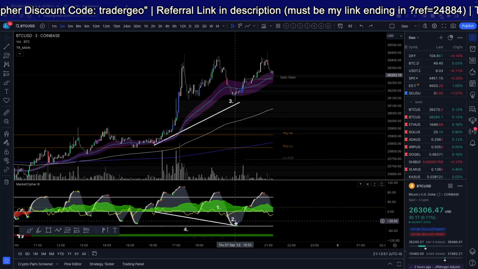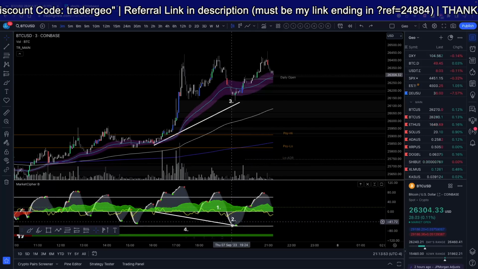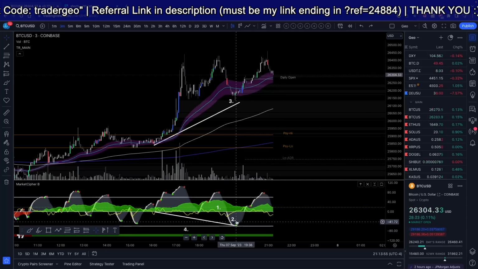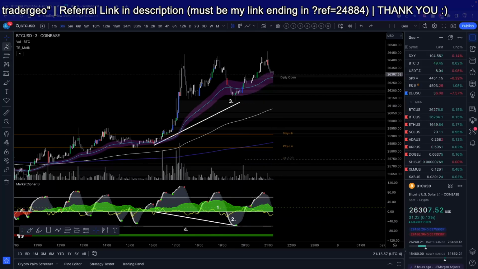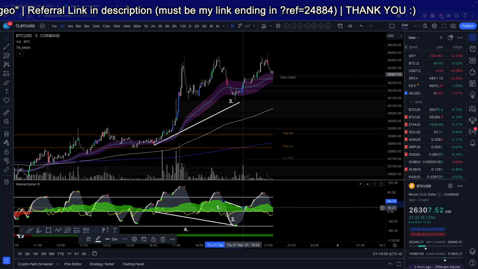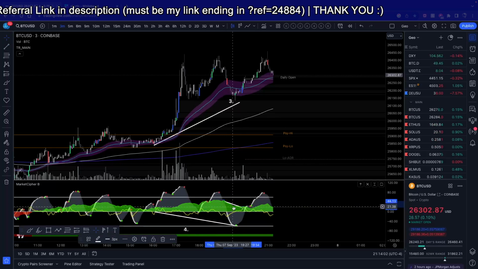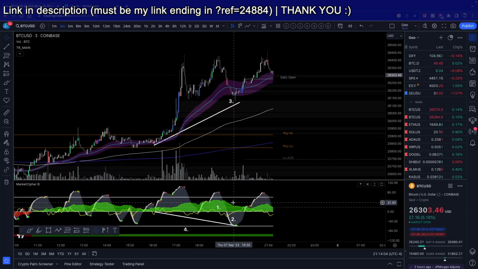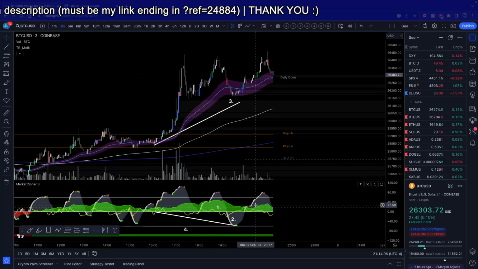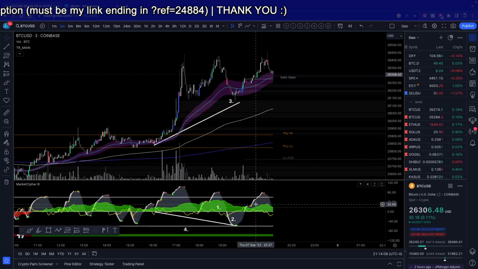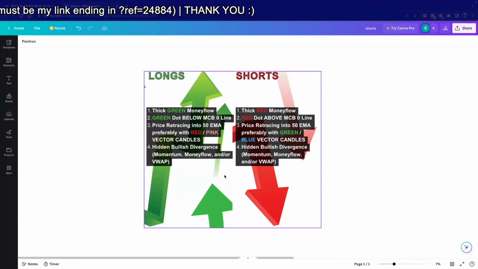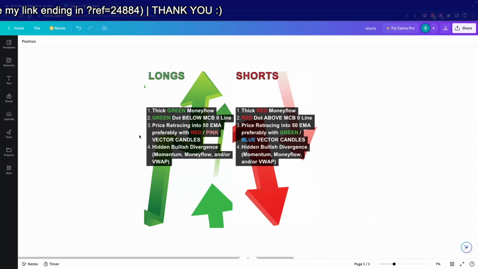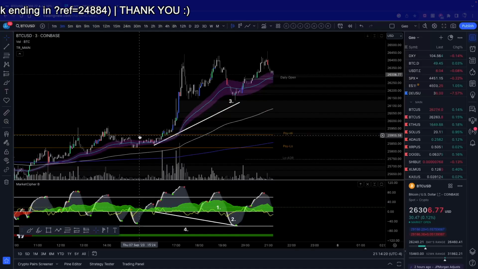Now, when the momentum waves get very close to the -60 line or whatever the case is, we've got to be watching internally what the money flow is doing. Here in this little section, money flow was also decreasing. That is going to come into play when we're talking about where our targets are for our cheat sheet entries. All right. Number 3, price is retracing into the 50 EMA, preferably with red or pink vector candles.